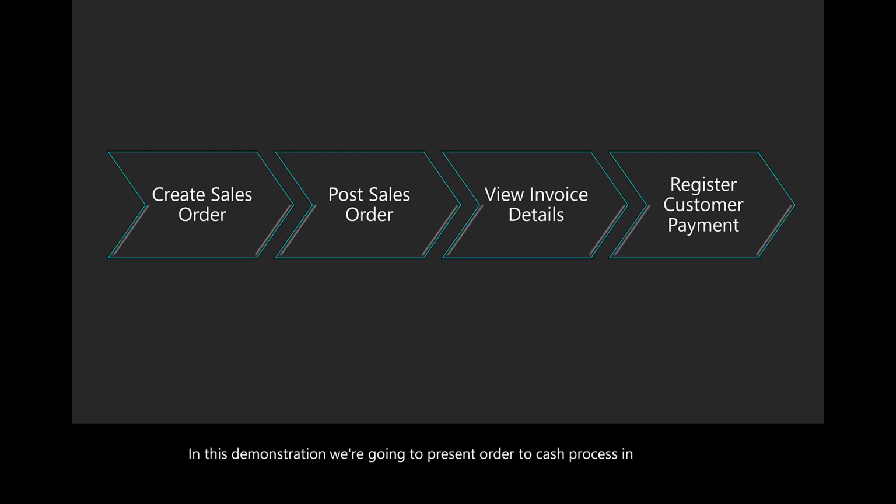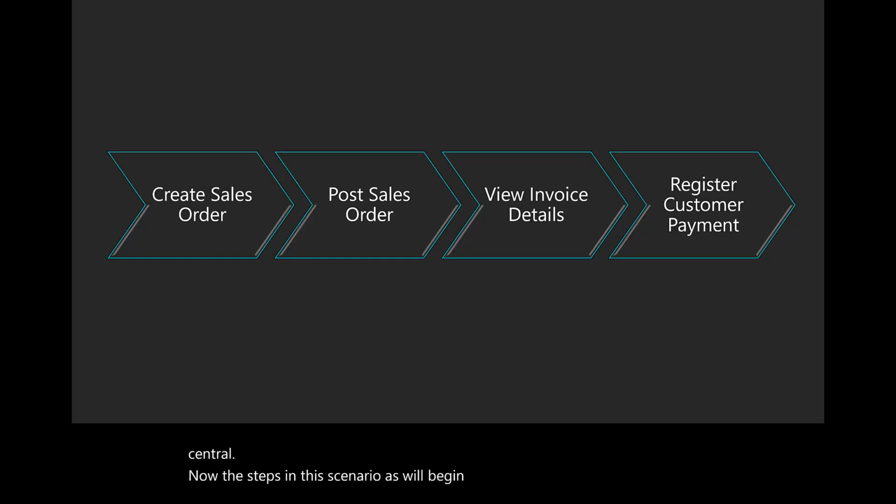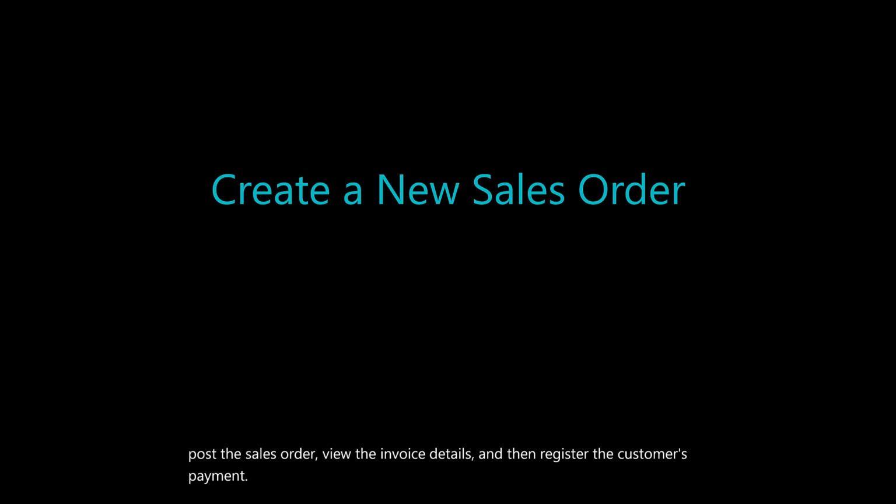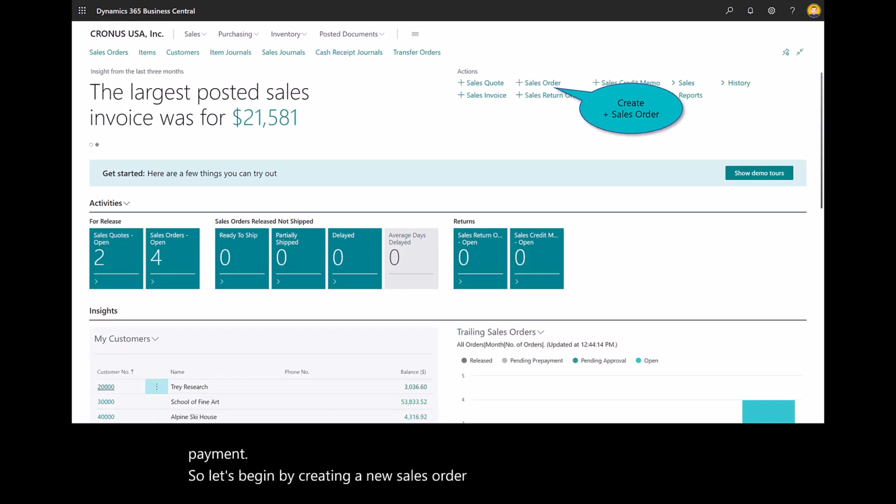In this demonstration, we're going to present the order to cash process in Business Central. Now the steps in this scenario: we'll begin with creating a sales order, we'll post the sales order, view the invoice details, and then register the customer's payment. So let's begin by creating a new sales order in Business Central.